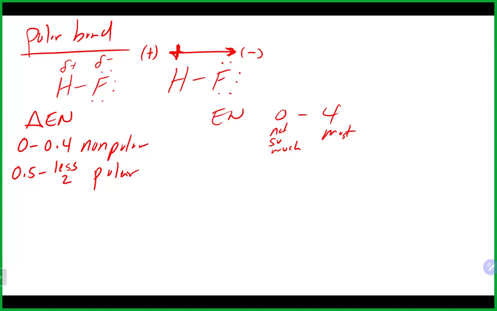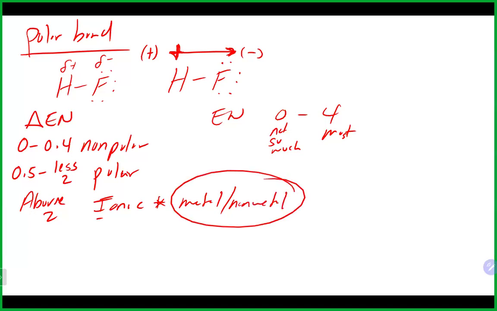The last thing that we talked about here was, you could have above 2, which, as we also talked about, is not a perfect sort of cutoff. But typically, if you're above 2, that's going to be an ionic bond, and you're going to have this transfer of electrons. Remember, you don't really need this because if it is a metal and a non-metal, it's going to be ionic, and that's really all you need to know.